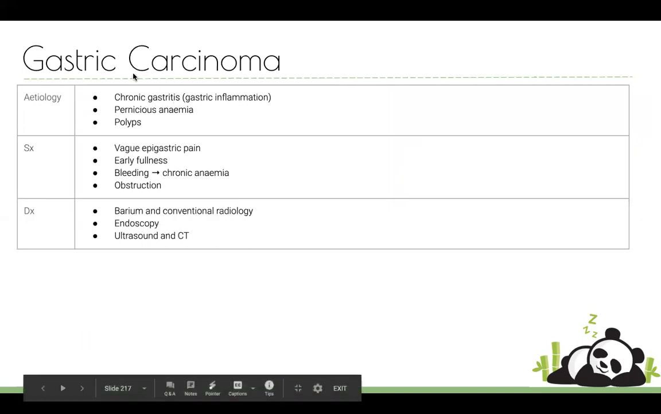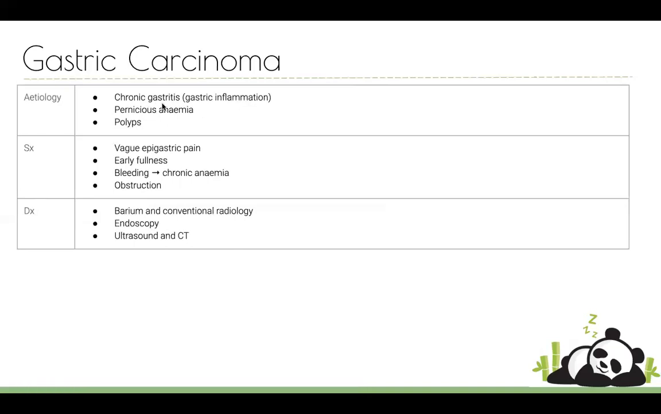Gastric carcinoma is a malignant cancer, usually caused by things like chronic gastritis. So when your cells are always inflamed and then trying to heal themselves, it's proliferating more, which predisposes it to cancer, because more errors can occur while you're trying to essentially replicate your DNA. Pernicious anemia and polyps can also predispose you to gastric carcinoma. And usually patients get this vague pain. They might get full a little bit easier. They get anemia because it often causes bleeding, and it might cause obstruction as well.